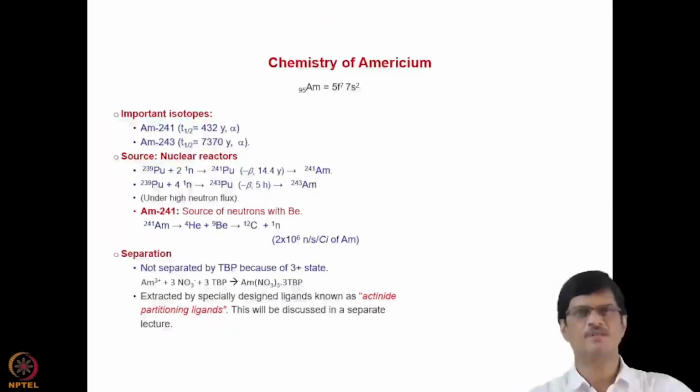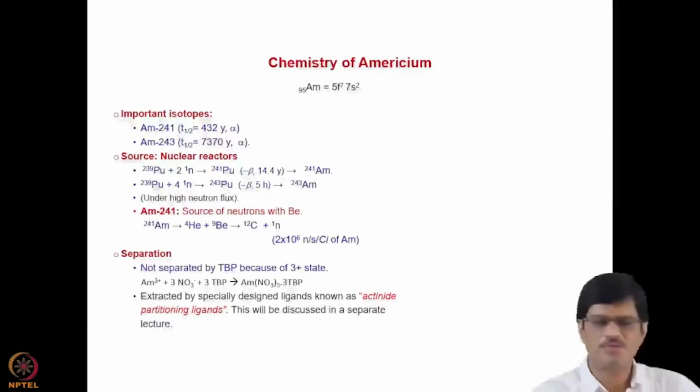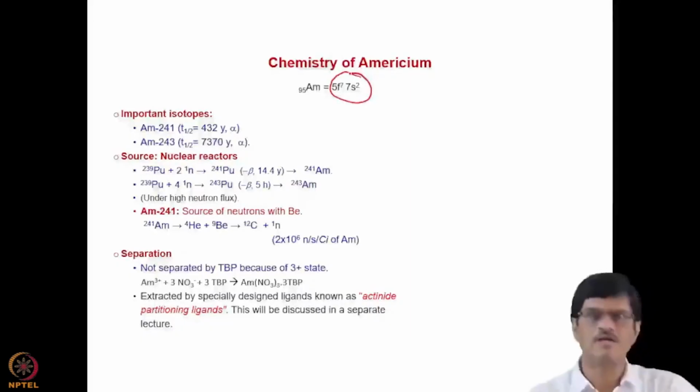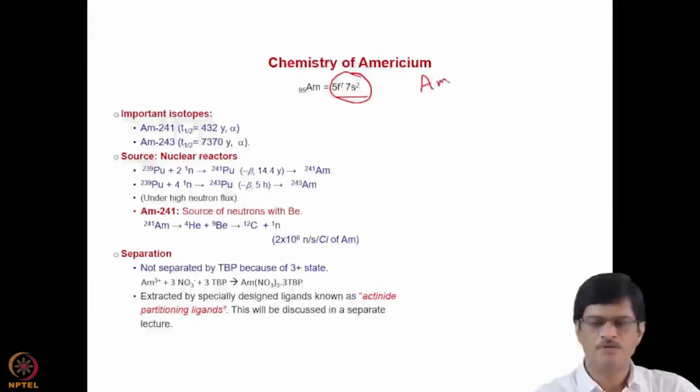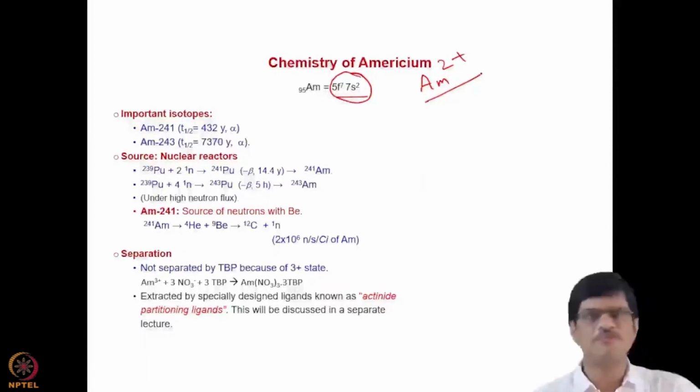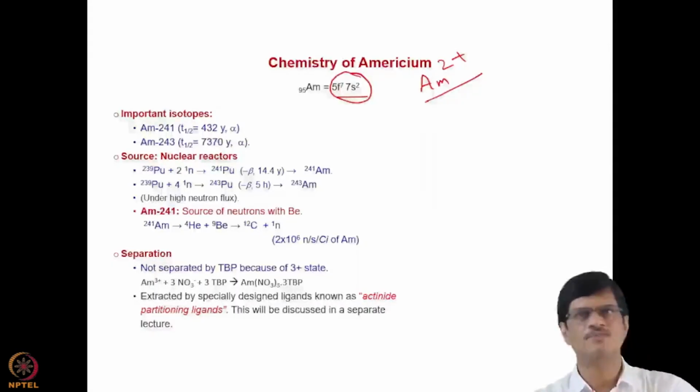Coming to americium, we know the most common oxidation state of americium is plus 3, and this is based on its electronic configuration 5f7, 7s2. One would expect that americium should be stable in the plus 2 oxidation state as well, because you have the 5f7 electronic configuration. However, americium 2 plus is not commonly existing in aqueous solutions, and in very rare cases in solids only you can find americium 2 plus.